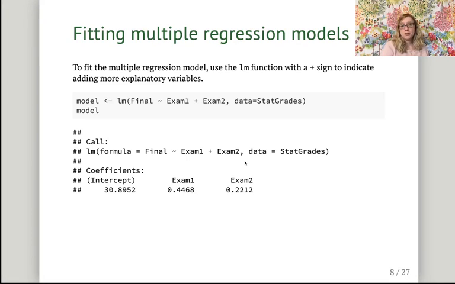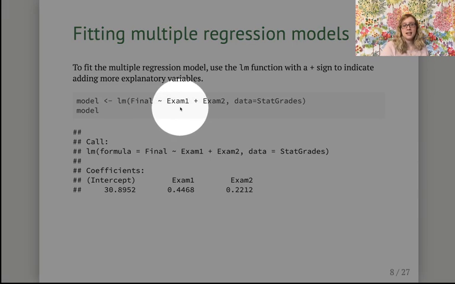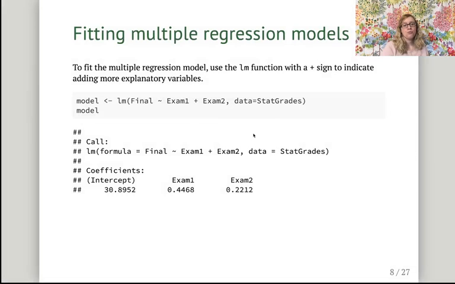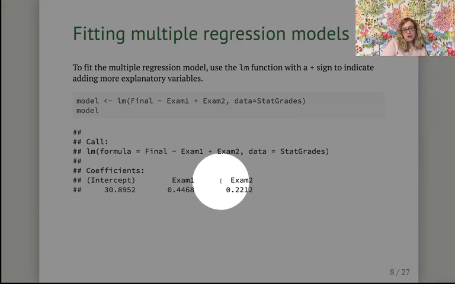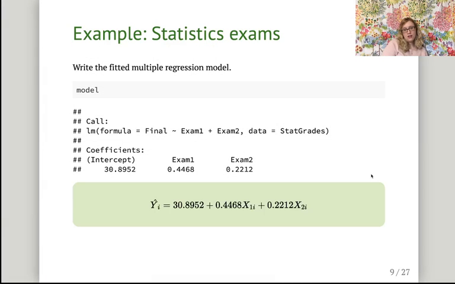In order to fit this multiple regression model, we'll just use a plus sign within our linear model function to indicate adding more explanatory variables. So our final exam score is a function of, or depends on, with that tilde, exam 1 plus exam 2. Now, looking at our model coefficients, we can write the model like this. Our predicted final exam score, y hat, is 30.895 plus 0.446 times x1 plus 0.221 times x2.